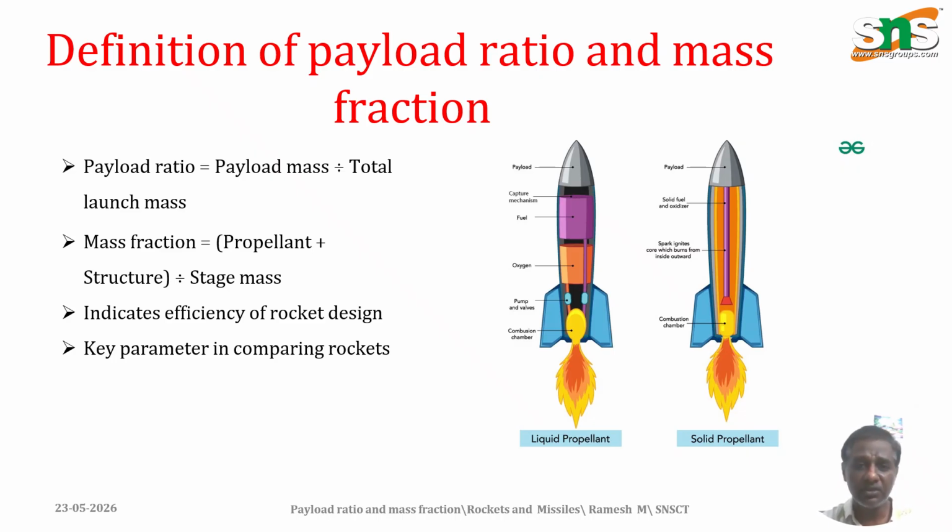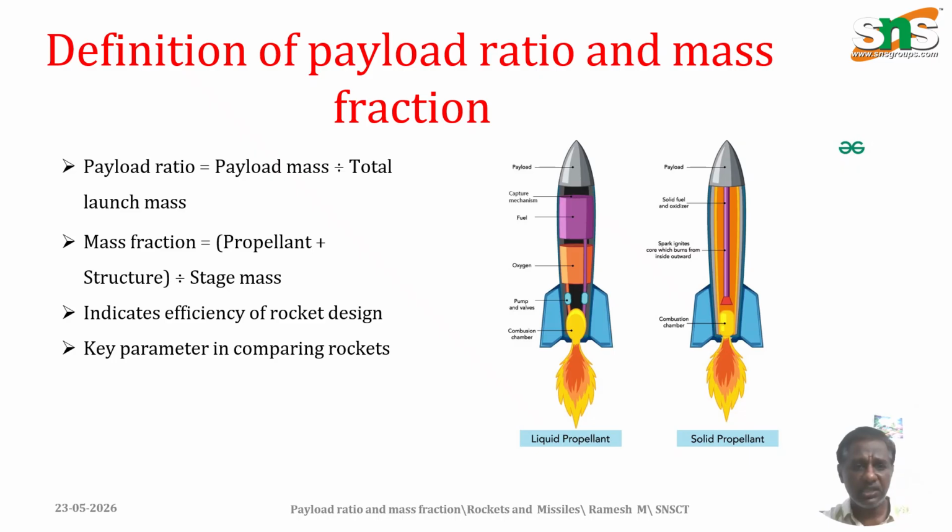So payload ratio in rocket systems is defined as the ratio of the payload mass to the initial total mass of the rocket as it lifts off. It indicates how much useful load, such as satellites, scientific instruments, astronauts, or cargo, can be carried by the rocket compared to its total launch mass. Mathematically, payload ratio is expressed as the payload mass divided by the gross liftoff mass of the rocket. A higher payload ratio means the rocket is capable of carrying more useful payload efficiently.